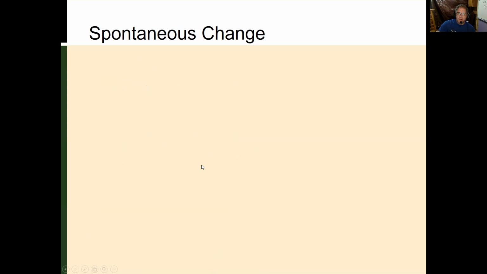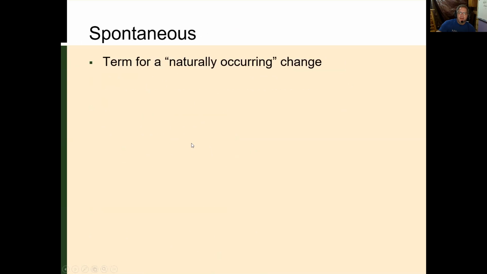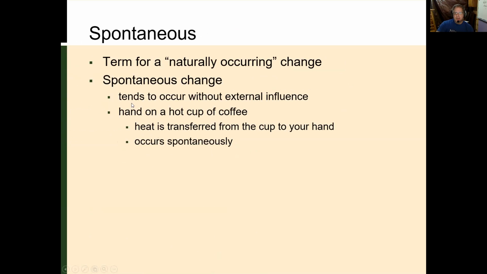One of the big things we're going to look at is whether a reaction is spontaneous. Now, your book definition is a tendency to occur without being driven by an external influence. I prefer the definition, a change that occurs without added energy. Okay, it doesn't have to be fast. Spontaneous is a term for a naturally occurring change. Spontaneous tends to occur without external influence.